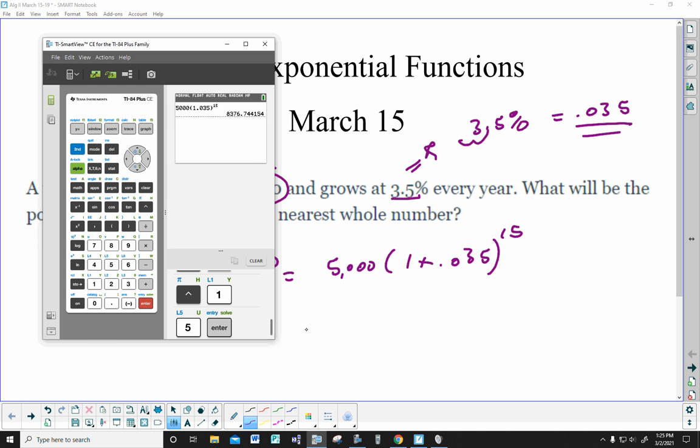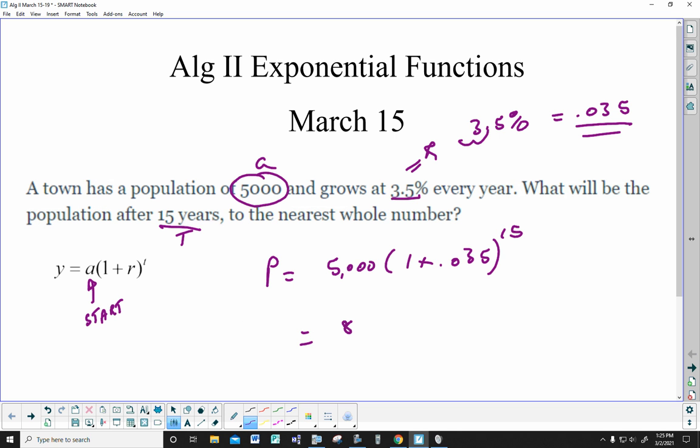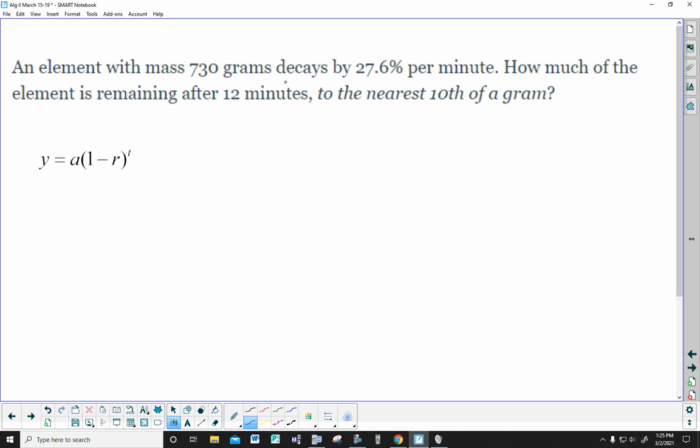Okay, in case you can't see it on the screen, it's a little too small, 8,377. Because it's dealing with people, so you're going to round to the nearest whole person. Now this one says decay, so you're going to use this pattern, but it starts out the same way.